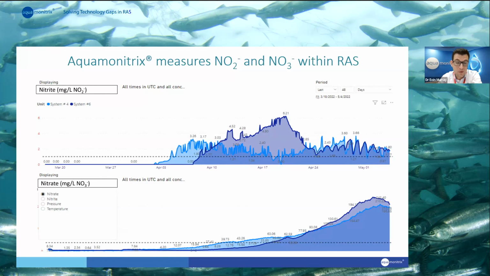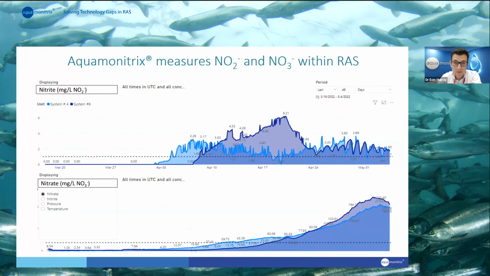Another key point here is this is all remotely accessible. We have a proprietary IoT platform which is available, but we also have customers that are using our system within their SCADA systems for process control as well. So that's available.